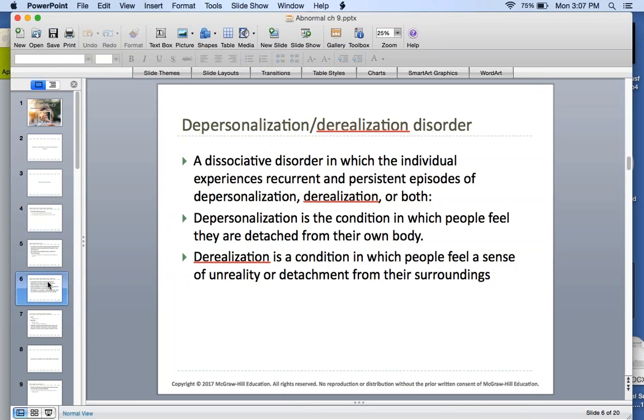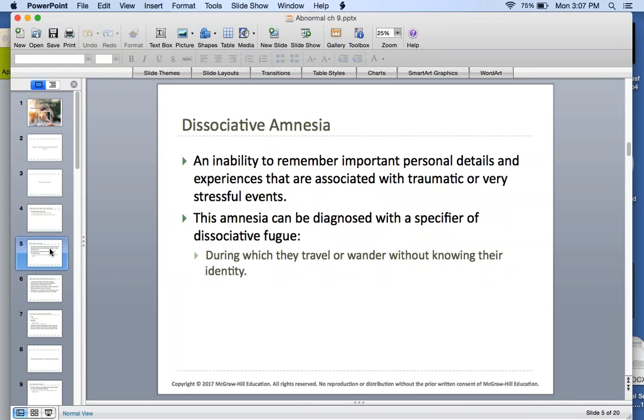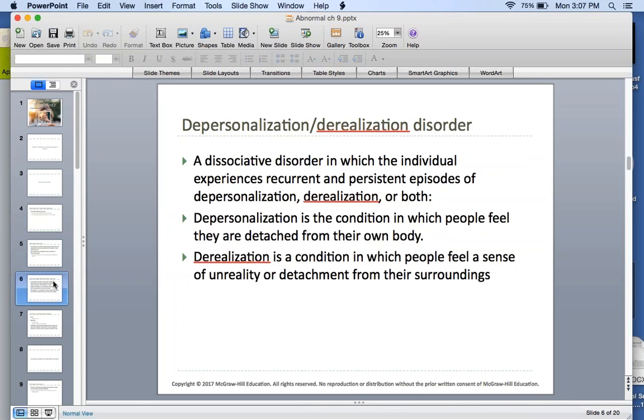This disorder is a dissociative disorder in which the individual experiences recurrent and persistent episodes of depersonalization or derealization, or both. Okay, so again, to be different from dissociative amnesia, which is like a one-time, in-the-moment thing, this disorder is that it happens recurrently.